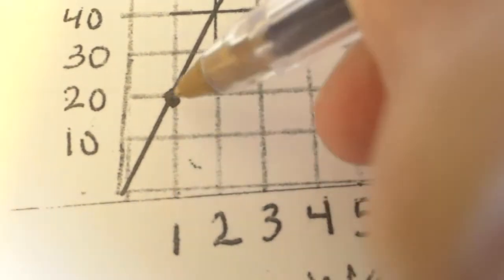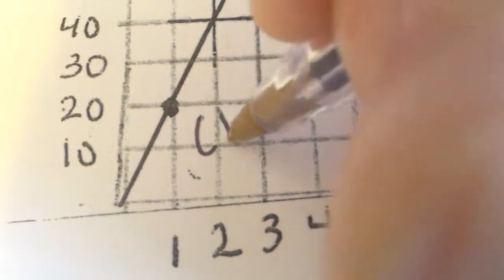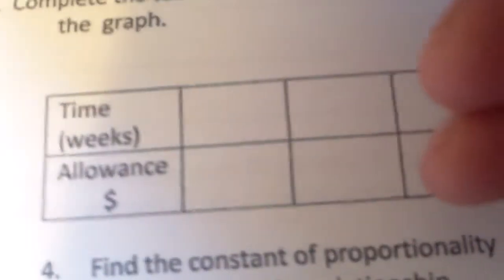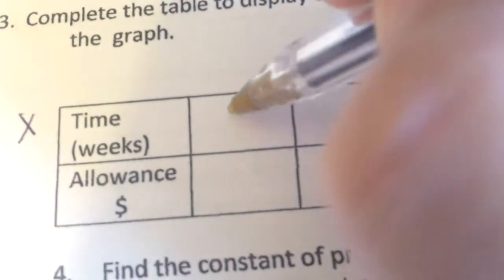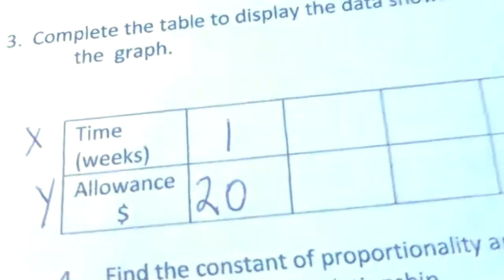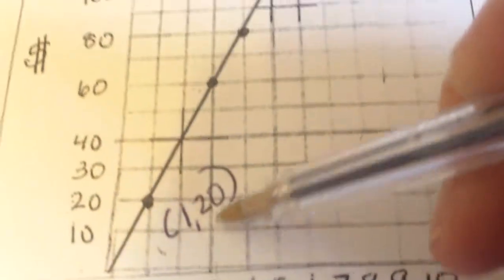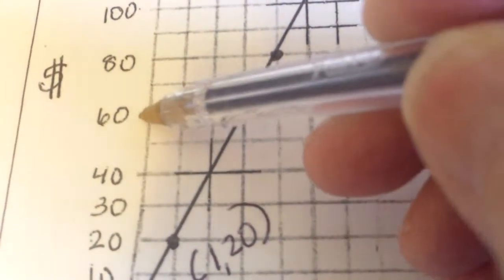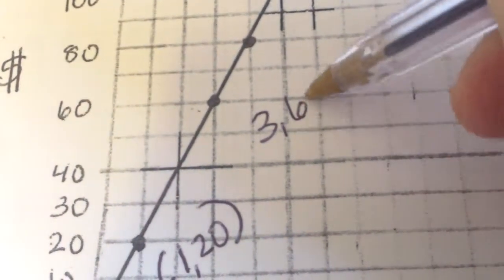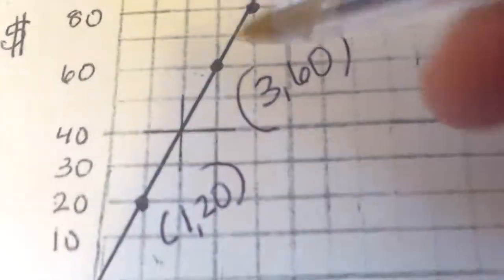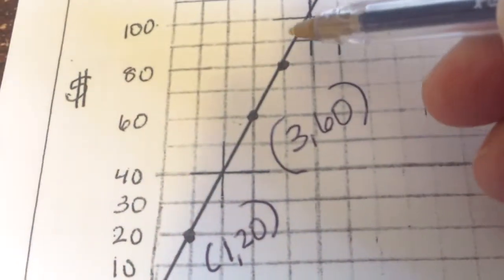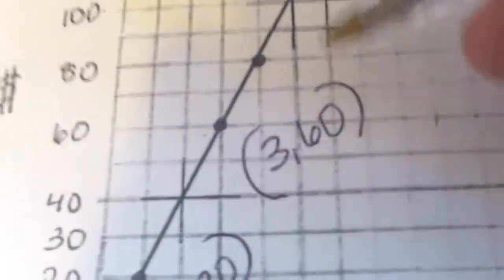So x is 1, y is 20, 1, 20. So I'm going to go back here. I'm going to put x is 1. Weeks is on the x-axis, so x is 1, and y is on the y-axis. Money's on the y-axis, so that's 20. Go back down here. My next ordered pair is 3, 60. My next ordered pair is 4, 80.